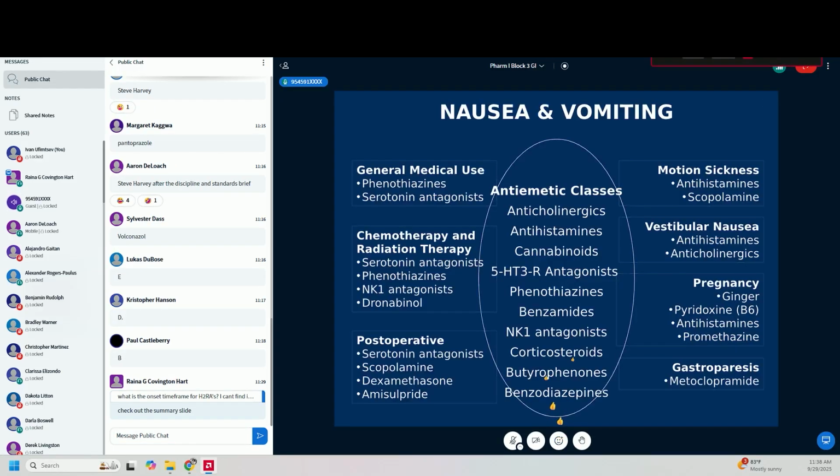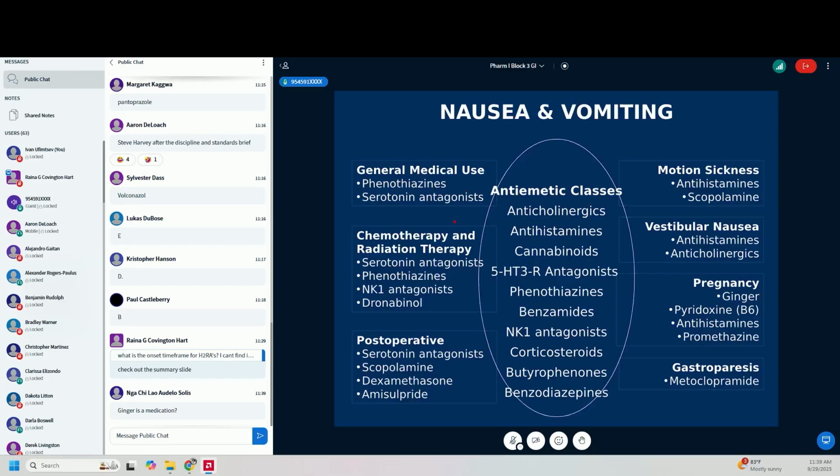Okay. When we're looking at our nausea and vomiting, we're going to talk about this again next semester, so keep these medications in mind. Some of these you have seen before, and some of them you've heard about, okay? So when we're looking at this, we have several different medications. This is just going to be your summary slide giving you all of the different drug classes that we have for different types of nausea and vomiting. So you have general medication, so just general nausea and vomiting that somebody could have.